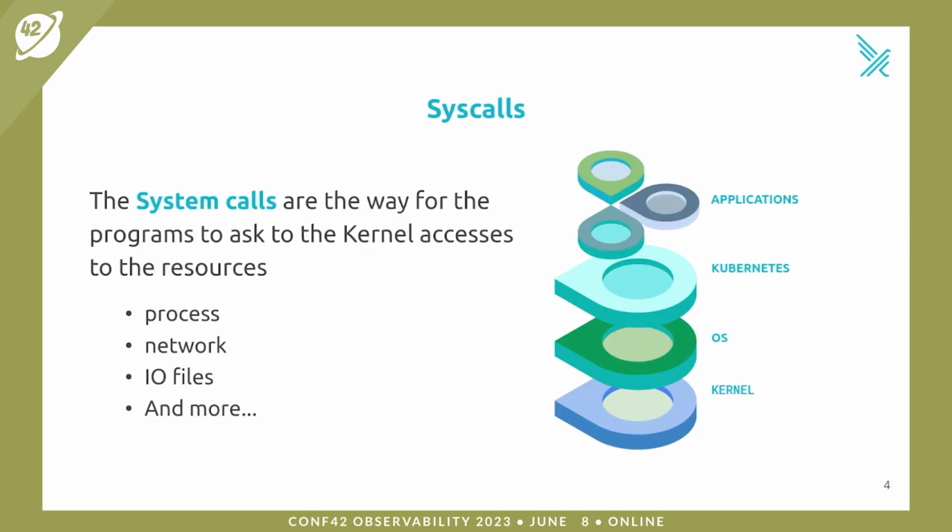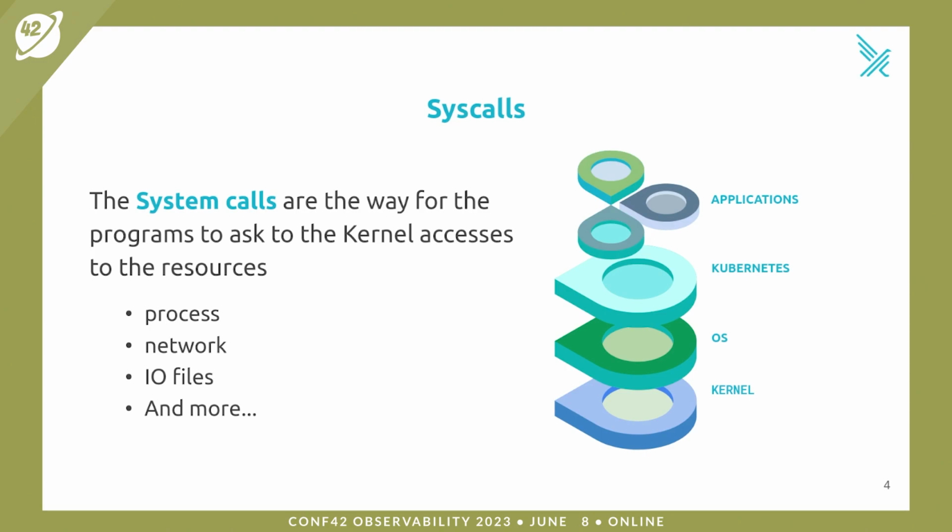For that, for Falco, we rely on syscalls. Syscalls, or system calls, are basically the way your program asks the kernel for access to resources. For example, if your application needs to create a process, access the network, or read or write into a file, your application needs to ask the kernel for access. And to ask for these accesses, you use system calls. Basically, you can see the system calls as the kernel API.